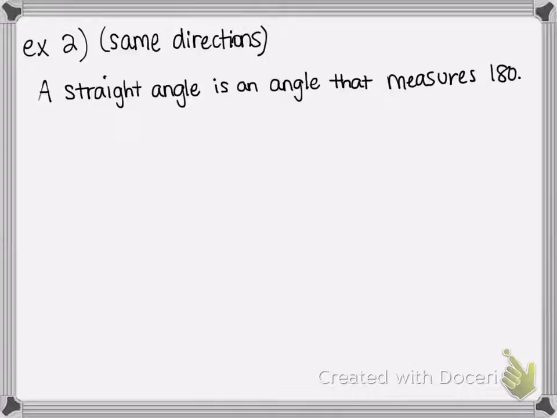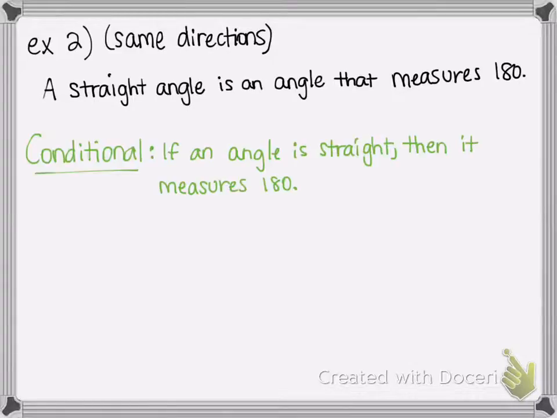Okay, example number 2. So same directions, pause, try this for yourself. You should already pause this. Okay, a straight angle is an angle that measures 180. So to figure out if this is true, we need to write it as a conditional and write it as a converse and see if they are both true.